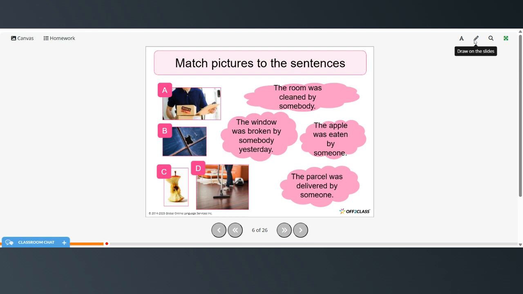Now match these pictures to the sentences. The room was cleaned by somebody. That's picture D. The window was broken by somebody yesterday. That's picture B. The apple was eaten by someone. Picture C. And the parcel was delivered by someone. Picture A.